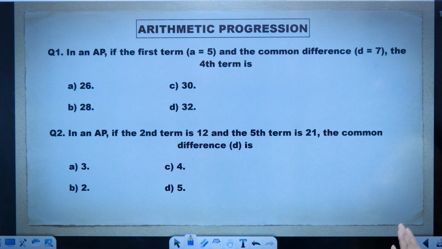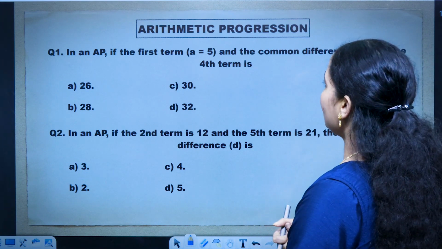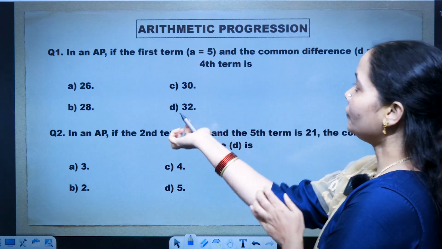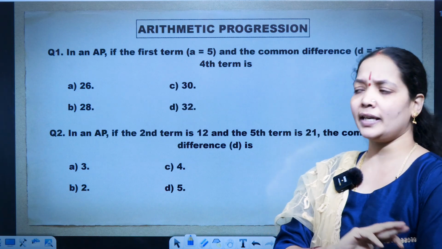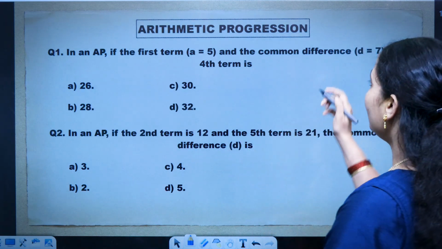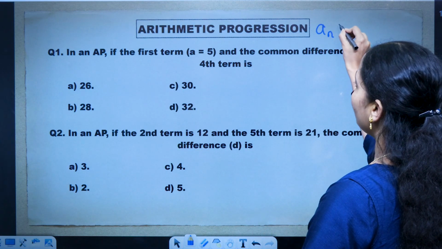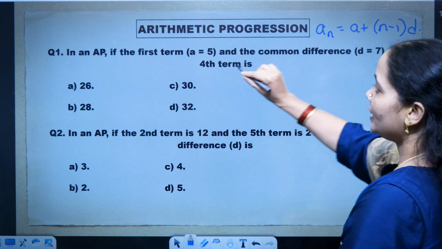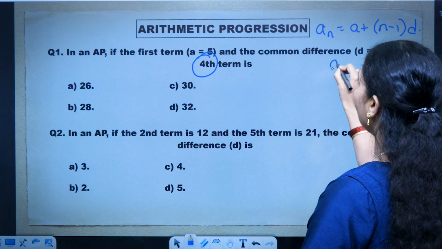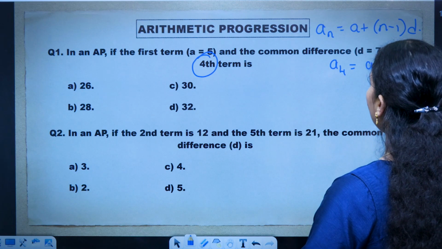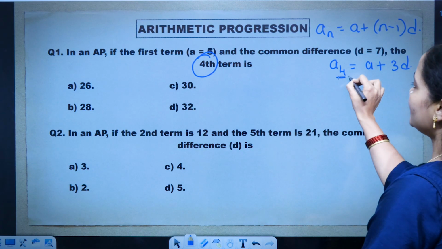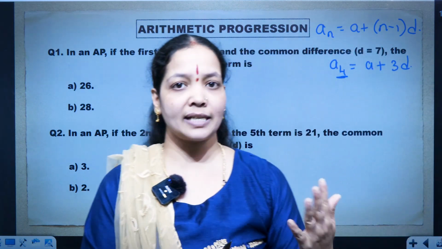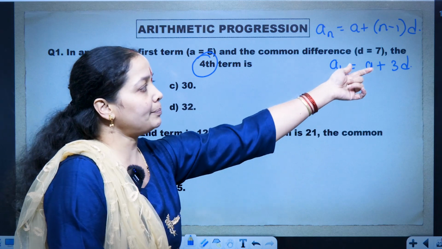In the first question, in an AP, if the first term is 5 and the common difference is 7, what is the fourth term? Whenever we have to find the unknown term like A4, A10, A100, we have a formula called the nth term of the AP. An is equal to A plus n minus 1 into D. Now they are asking us to find the fourth term. So A4 will be equal to A plus 3D, one lesser than the actual number. A10, if they are asking, is A plus 9D. A100 is A plus 99D. So A4 asked is A plus 3D.